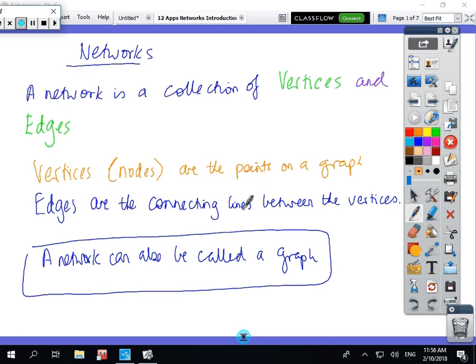Okay, so let's look at an introduction to this topic on networks. Just a reminder, you have done some work on this before. A network is a collection of vertices. Vertices are the points, okay?